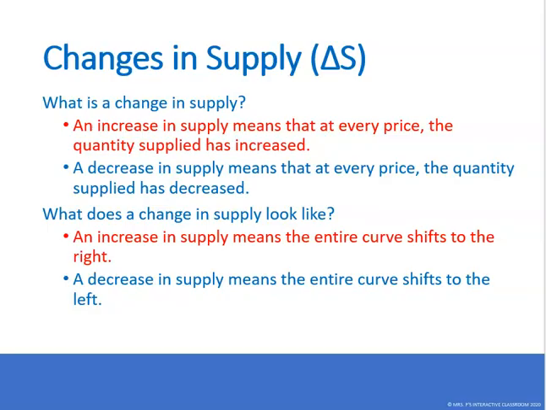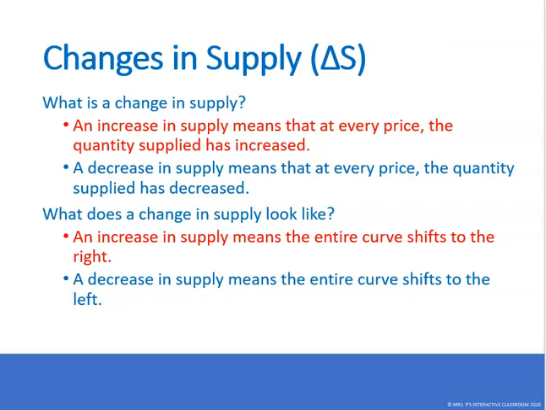So I'm going to start here. I don't really go over the warm-ups. So what is a change in supply? An increase in supply means that at every price, the quantity supplied has increased. A decrease in supply means that at every price, the quantity supplied has decreased. I know that's kind of confusing, but it's both affected by price.